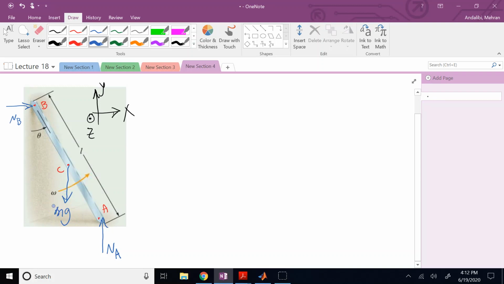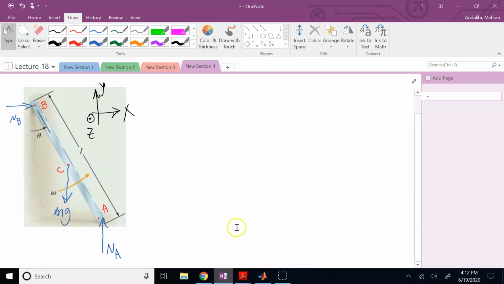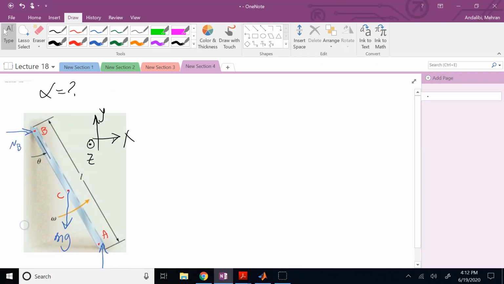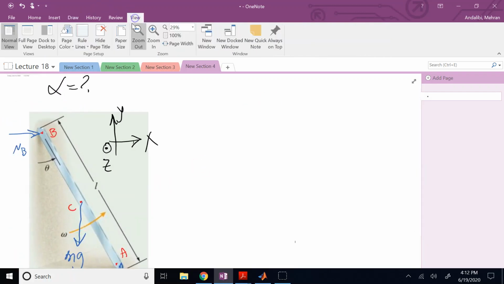And then if you look at the problem, it is said it is sliding on the smooth floor and wall. So it means there is no friction on the contact points. If there was friction on the wall and the floor, since this guy is rotating counterclockwise, point A is moving to the right, therefore friction would be to the left. B is going downward, so friction would be upward. If there was friction, in this case there is none. Okay, so I assume that is quite self-explanatory.